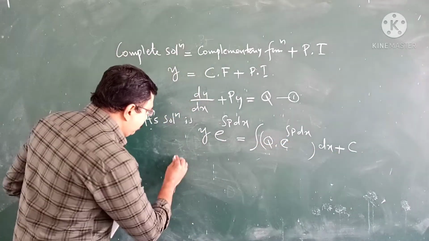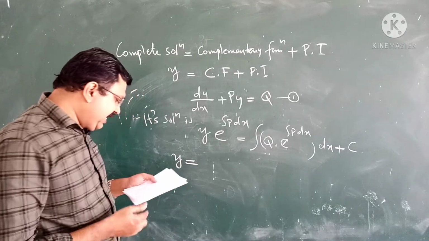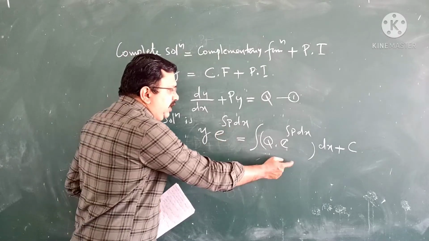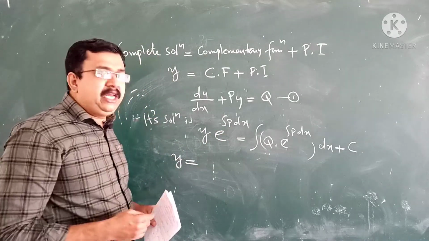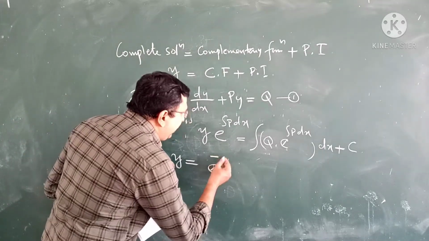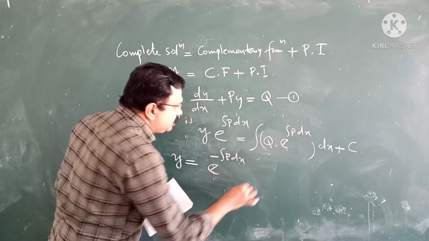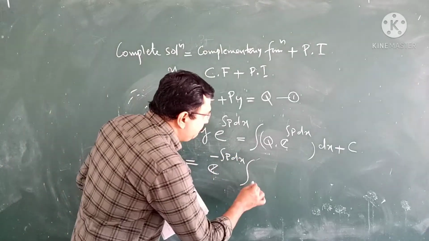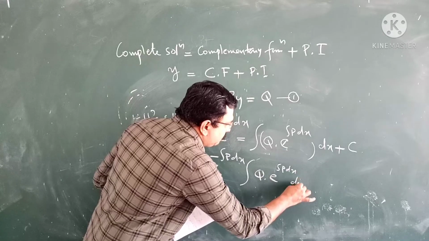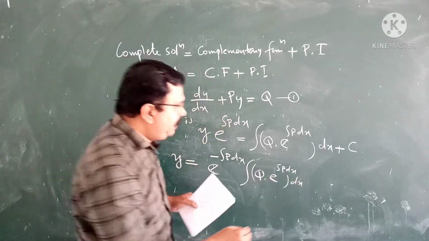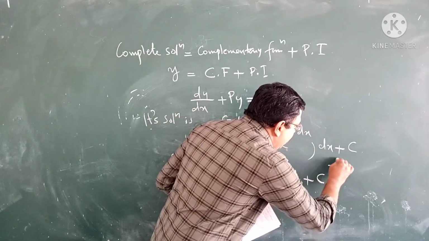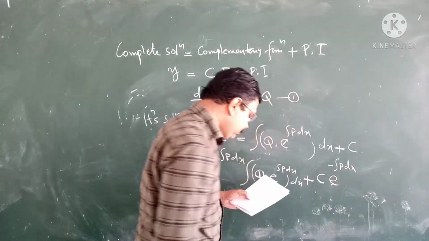That is, y can be written by shifting e^(∫p dx) to the other side, so it becomes 1 by e^(∫p dx), that is y = e^(-∫p dx) ∫ q e^(∫p dx) dx + c e^(-∫p dx).